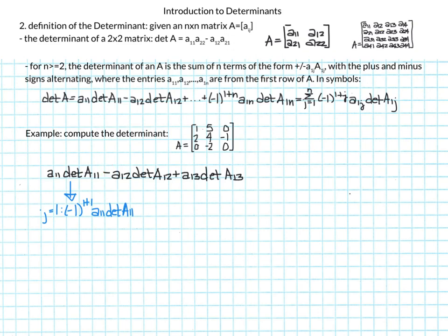For our second term, now we have j equals 2, so this becomes 3, so we need a negative 1. And then we have A12, times the determinant of the matrix A12. Now we have j equals 3, so this becomes 4, so this is a positive, and then we have A13 times the determinant of A13. So this (-1)^(1+j) is simply alternating the signs, as this says, with the plus and minus signs alternating. It is useful later when we do other row or column expansions, so it's worth remembering this.